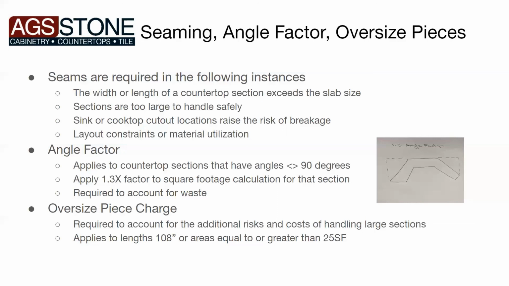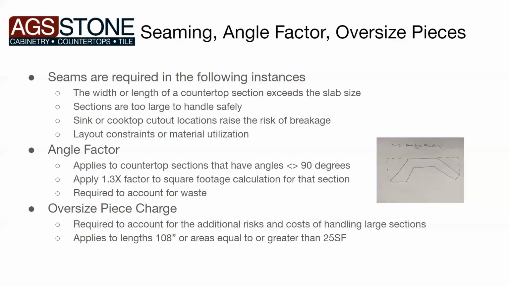The sections may get too large to handle safely, and that could be the nature of the material you've selected. Some materials are more fragile than others, and we have to be really careful handling them. It could be where we have to transport it within your home and get it in place. It could be that these sections have to go between walls, and getting this large piece between adjoining walls might require seaming because it's just too difficult without breaking the piece or damaging the walls.